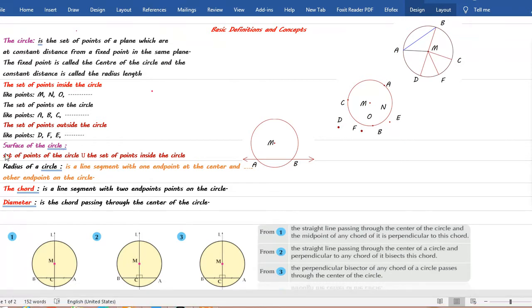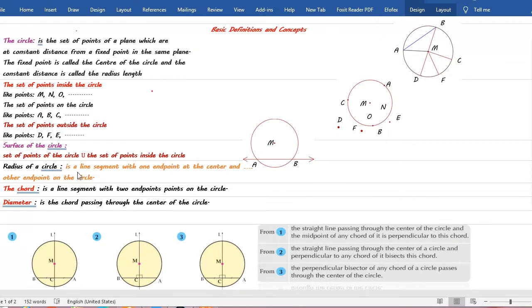The difference between the surface of the circle and the circumference. The surface of the circle is the set of points on the circle, union the points inside the circle. But the circumference of the circle is the curve of the circle. The curve of the circle is the circumference.